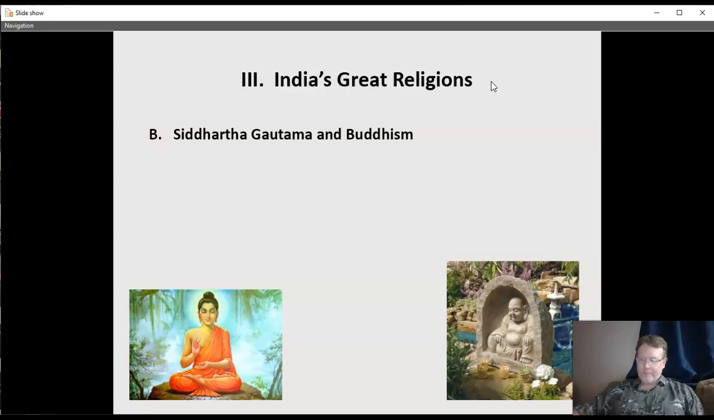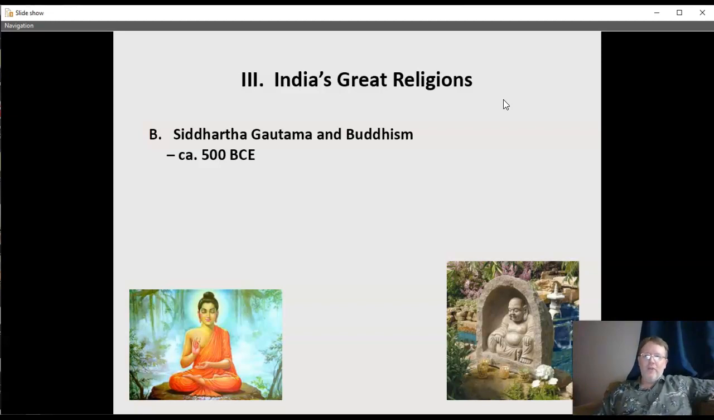I'll explain it. This is probably the most long-lasting and significant result of early Indian civilizations. These two religions, Hinduism and Buddhism: today about 20% of the entire world population is Hindu or Buddhist. So 1 out of 5 people in the world today are Hindu or Buddhist. This is maybe the most significant contribution of this time period in Indian history, the creation of two world religions. Siddhartha Gautama and Buddhism.